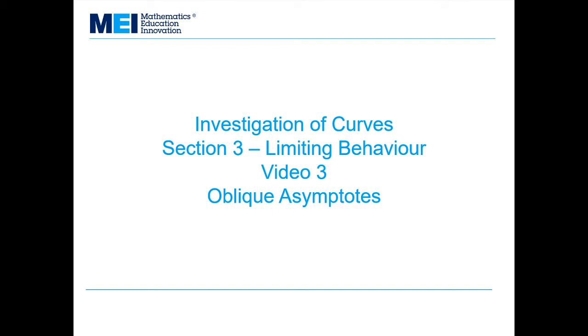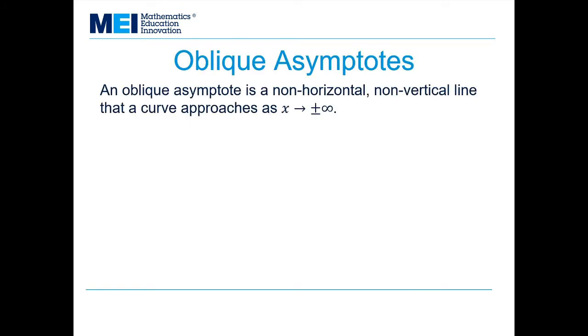Investigation of curves, section 3, limiting behaviour. Video 3, oblique asymptotes. In the previous video, we looked at vertical and horizontal asymptotes. An oblique asymptote is a non-horizontal, non-vertical line that a curve approaches as x tends to plus or minus infinity.